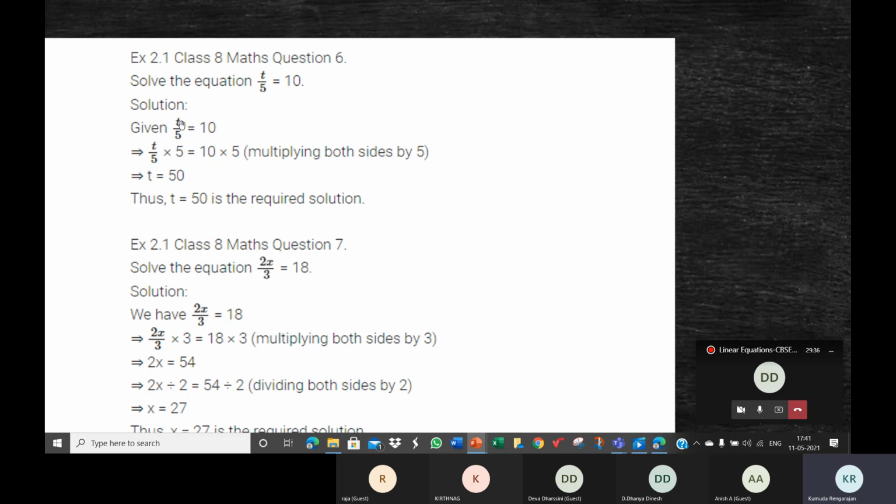Here t by 5. Along with t there is 5, in division. So multiply by 5 on both the sides. Then what happens? 5 and 5 will get cancelled. 5 ones are 5, 5 ones are 5. They get cancelled. So that way we have t is equal to 50. The value of t is 50.